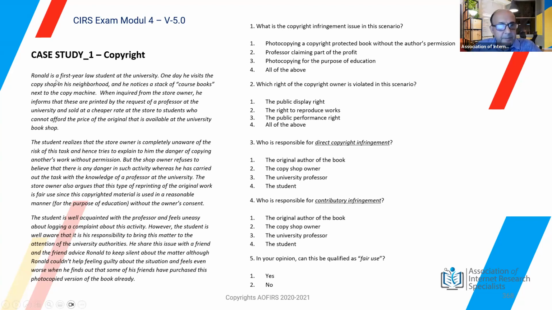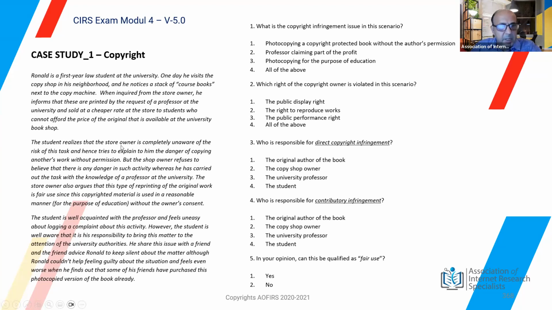So here, Ronald is a student, and there is a course book that he is getting copied from a shop nearby upon the request of a professor of the university. And I guess the professor assumed that because a lot of students don't have the money to buy the original book, it might be okay to make a copy of it. And the professor sent Ronald to do it for him.